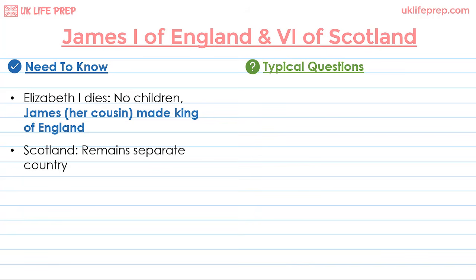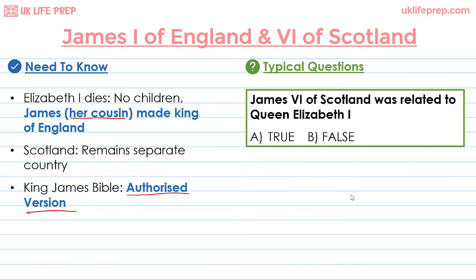Even though James was king of both Scotland and England, Scotland still remains a separate country. During James's reign, he develops the King James Bible, which is also known as the Authorized Version. Things I'd remember from this section would be that James was related to Elizabeth I, and the name of the King James Bible.